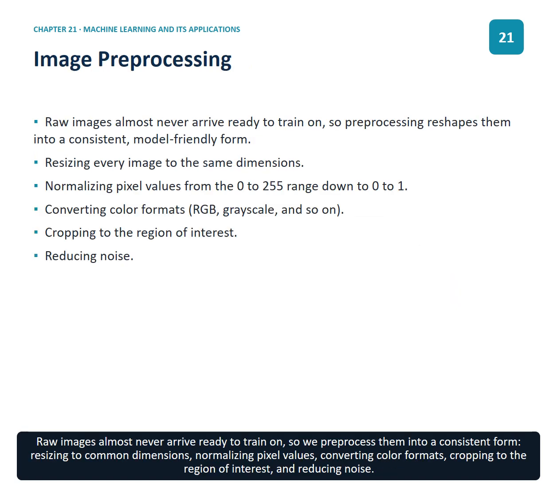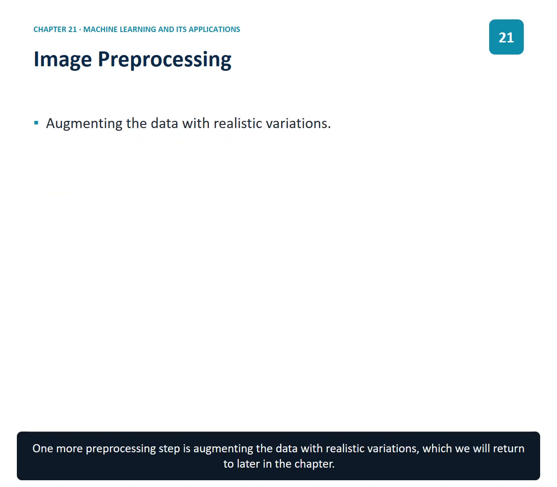Raw images almost never arrive ready to train on, so we pre-process them into a consistent form, resizing to common dimensions, normalizing pixel values, converting color formats, cropping to the region of interest, and reducing noise. One more pre-processing step is augmenting the data with realistic variations, which we will return to later in the chapter.